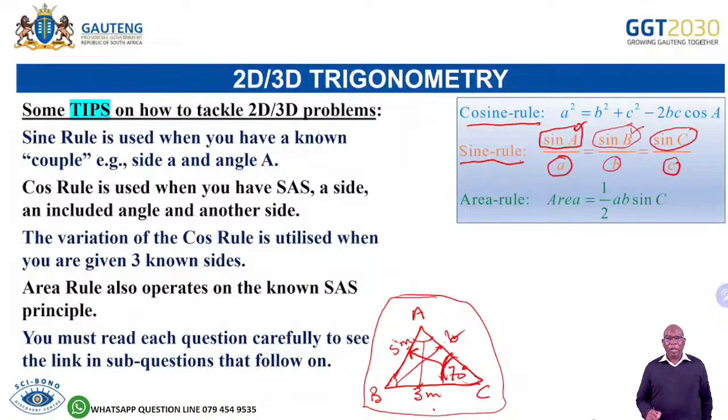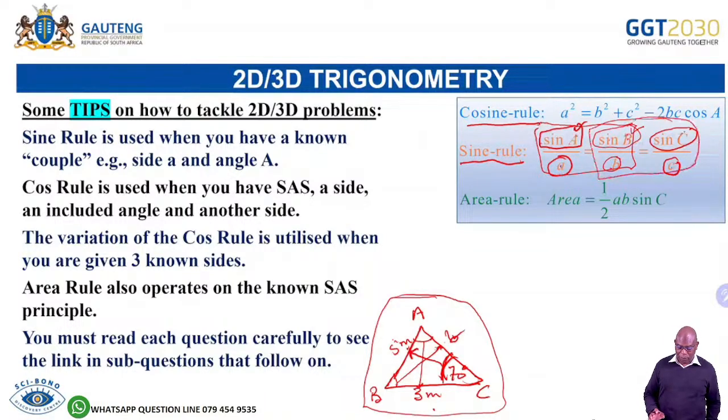But when I'm working out the sum, I'm only going to use two of these. We cannot use all of them at once. We only use two of them. So I can use sine A over A equals sine C over C, sine A over A equals sine B over B, or sine B over B equals sine C over C. So I can only use two of them.